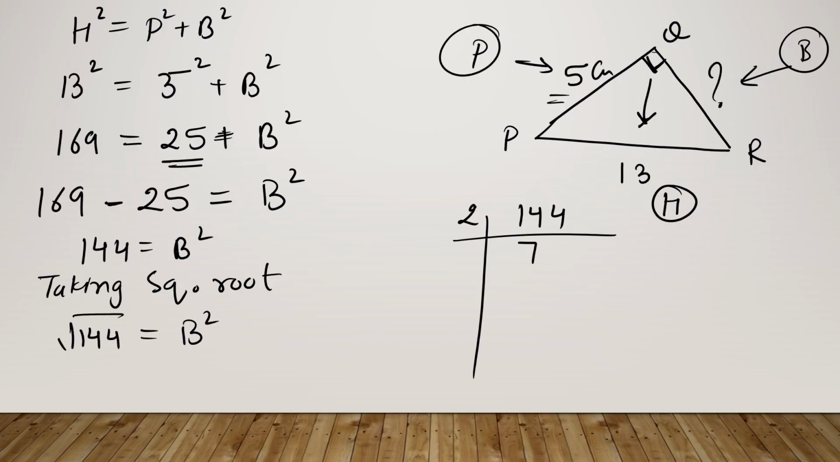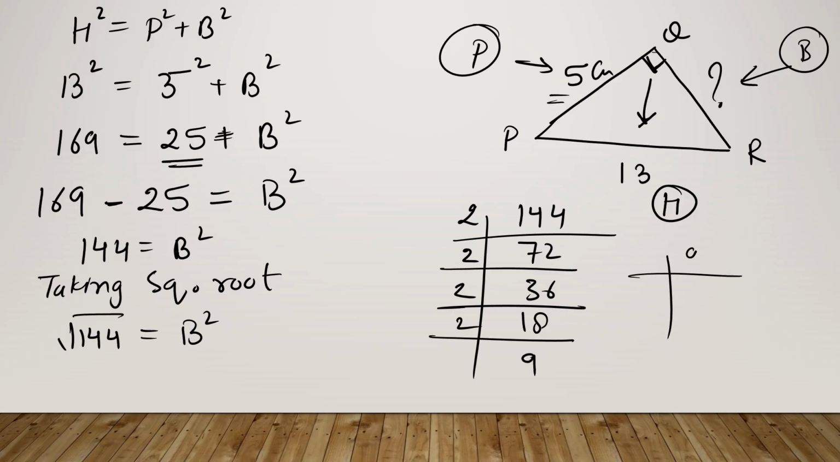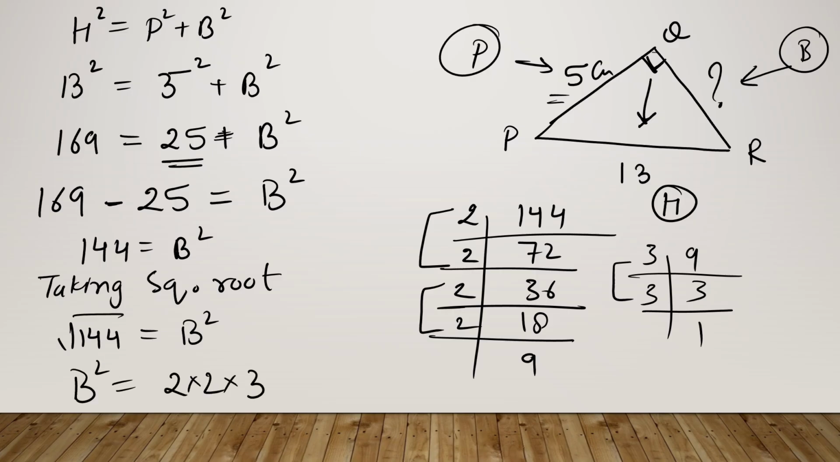That will be 2 times 72, 2 times 36, then 2 times 18, then 2 times 9. Then proceeding further, it will go 3 times, then divided by 3 it will go 1 time. So now here we see that it forms a pair of 2 times 2 and 3. So we will just note down one number from the pair. So it becomes b square is equal to 2 into 2 into 3. That will be equal to 12. So by this we can say that QR will be equal to 12 centimeters.